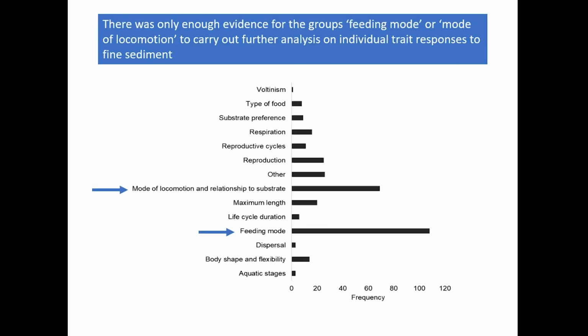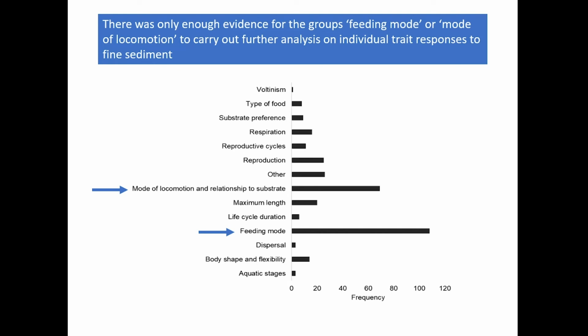When I looked at articles which recorded trait responses, there was actually only enough data for 2 trait groups, which were feeding mode and mode of locomotion in relationship to substrate. Using traits in this way is a relatively emerging approach, so this could be why it's not often recorded.